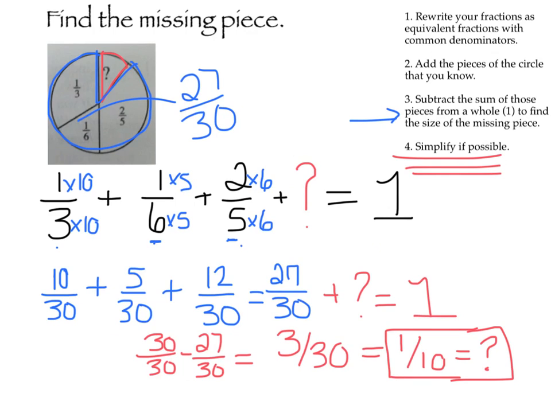Do you know how you could check to see if your answer is correct here? If you just want to add up each of the pieces, the 1/10 plus 2/5 plus 1/6 plus 1/3, it should add up to a whole, or add up to 30 30ths. And when you check it, you'll see that it does.